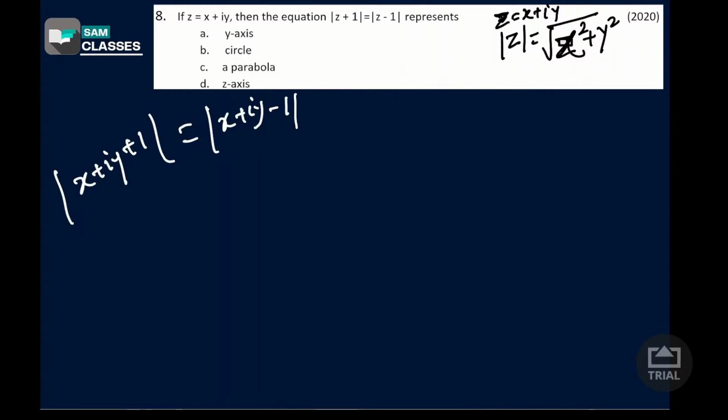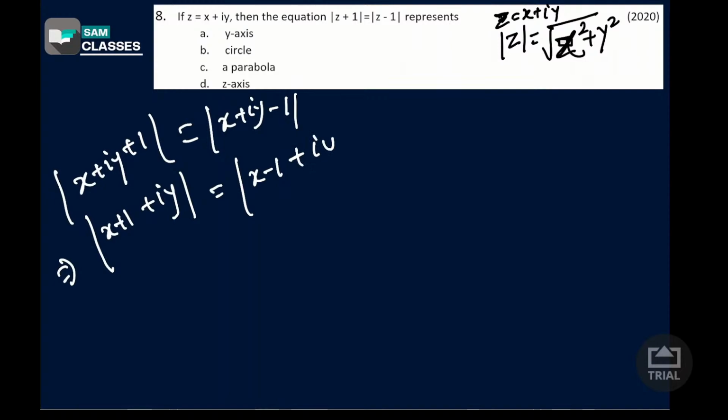So now what is the real part? Here, what is the real part? x plus 1 plus iy. Here it is equal to x minus 1 plus iy. Correct. So this is the real part here.